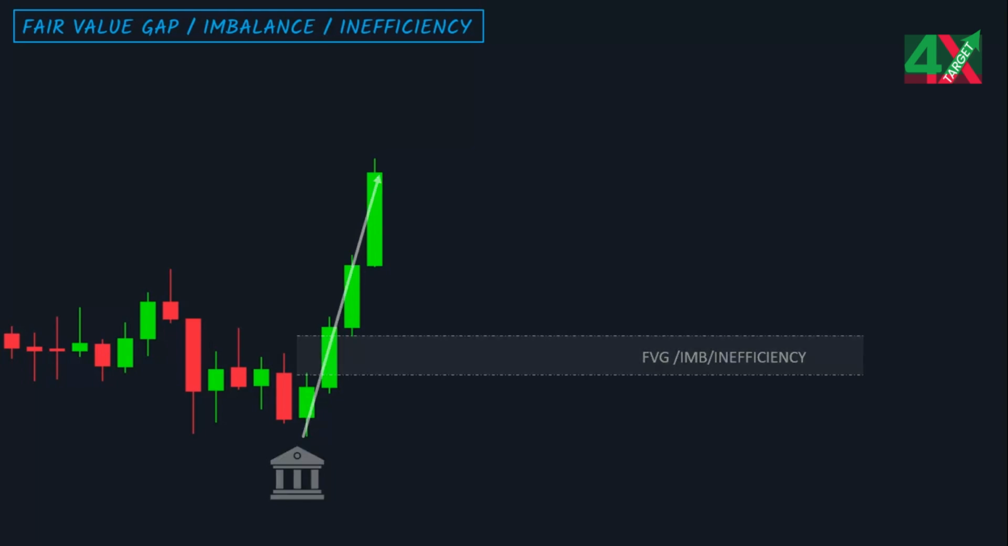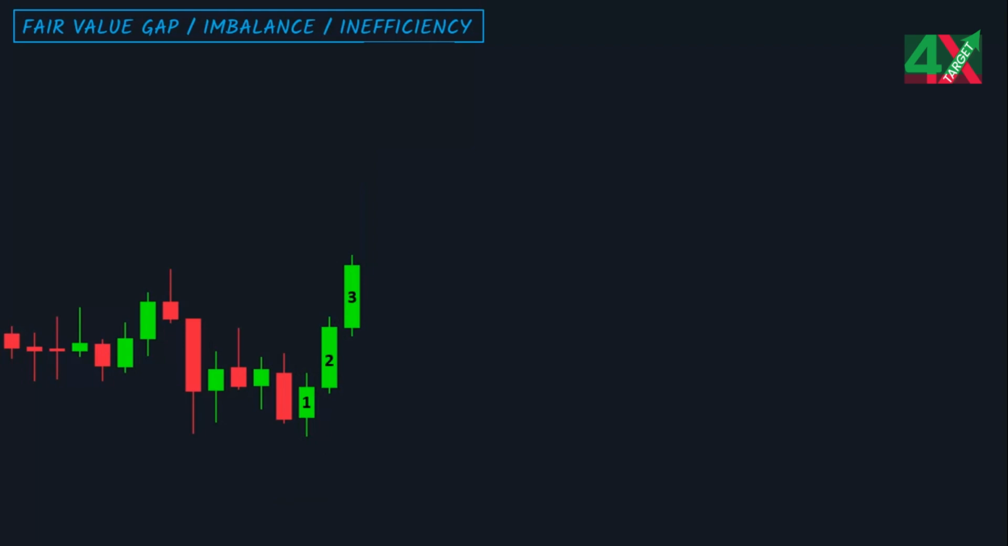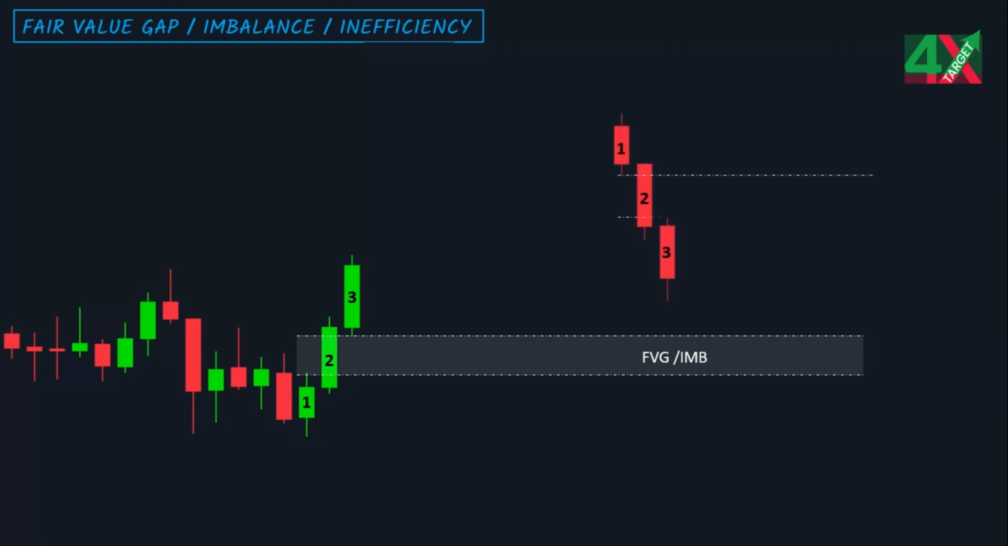Technically, a fair value gap is identified by a three candles pattern. It forms when there's a visible gap between the wick of the first candle and the wick of the third candle, and these two wicks do not overlap each other. In an up move, the third candle's low stays above the first candle's high. In a down move, the third candle's high stays below the first candle's low.